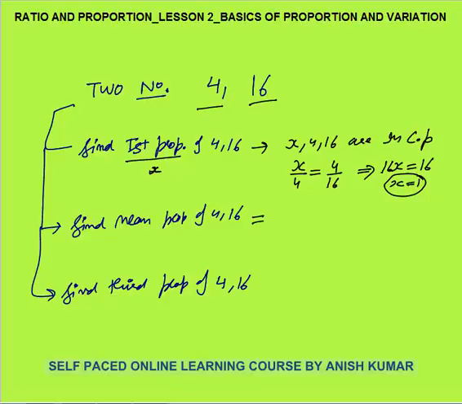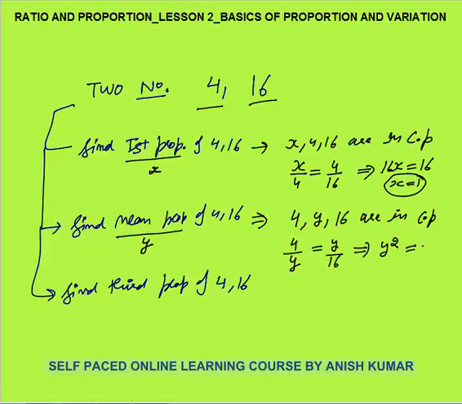Same way, if you need to find the mean proportional of 4 and 16, let's say this is equal to y. Now a very important thing to observe is that the mean proportional of any two numbers lies between the two numbers. So if I say that 4, y and 16 are in continued proportion, because the mean proportional will always lie between the given two numbers, can I say that 4 by y? What is the basic definition of continued proportion? If three numbers are in continued proportion, you can say that 4 by y will be equal to y by 16. So it means that you will get y square is equal to 64.